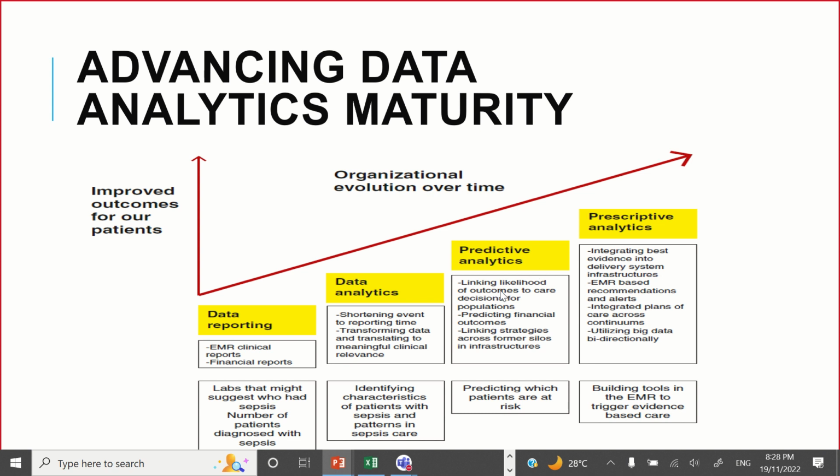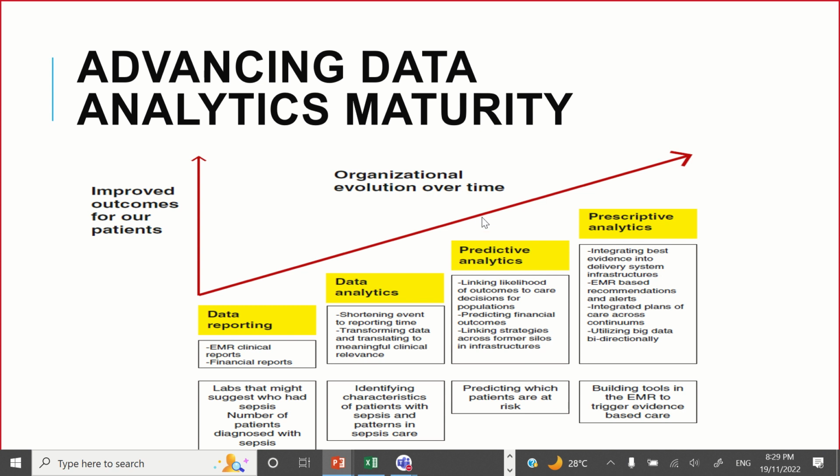It's linking the likelihood of outcomes to care decisions for populations, or predicting financial outcome, or linking strategies across former silos in the infrastructure. So here they're talking about predicting which patients are at risk of a certain disease or a certain condition. So certain assessments you do would tell you that this patient might be at risk of septic shock based on their vital signs and their criteria and so on. So it predicts certain patterns in the conditions of the patient.